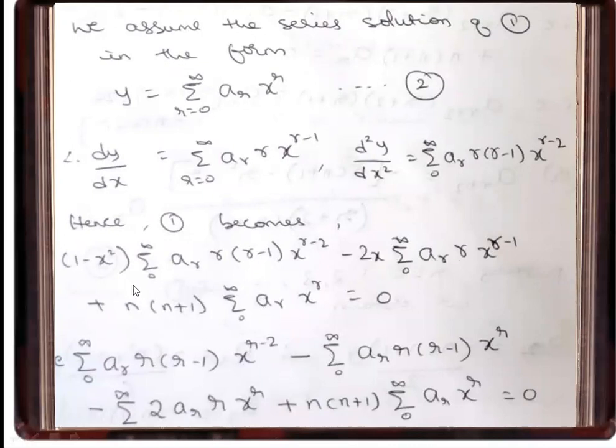Next, summation is not applied to this term, that is n into n plus 1. So we'll keep it outside the summation only. So summation a r into x to the power r equal to 0.